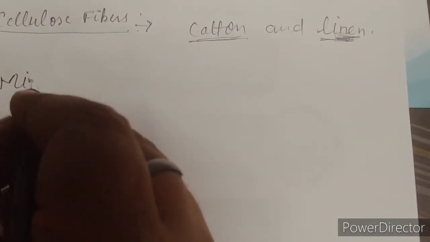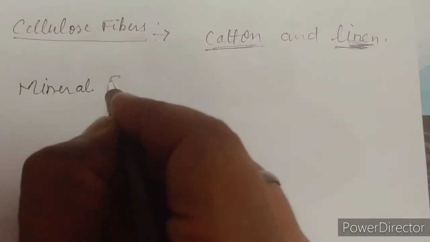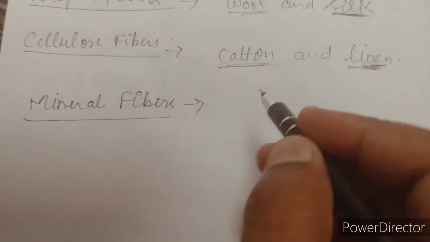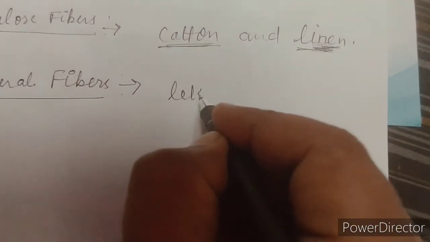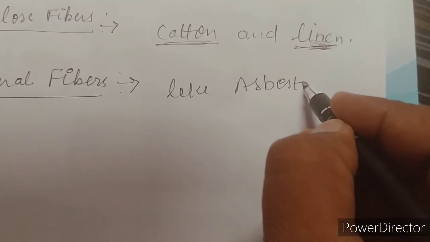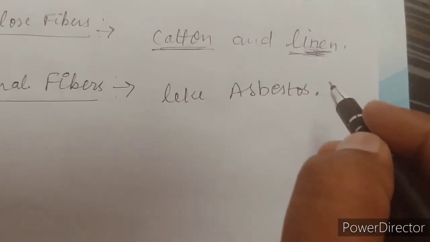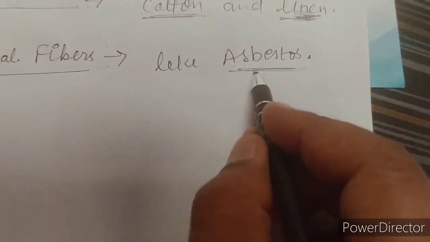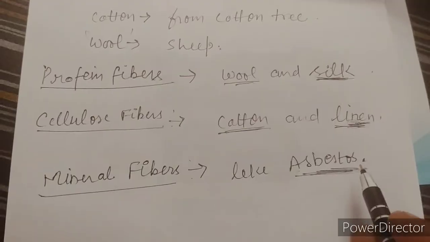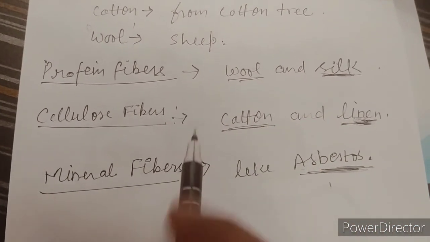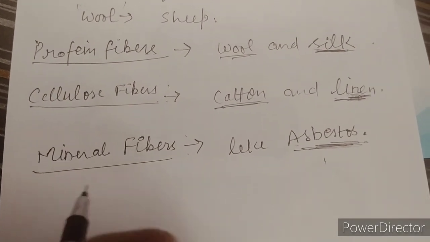And next, one more, mineral fibers. Mineral fibers like asbestos, it does not burn and is used to protect against heat. Okay, so these are some types of natural fibers. Let's move towards synthetic fiber or man-made fiber.